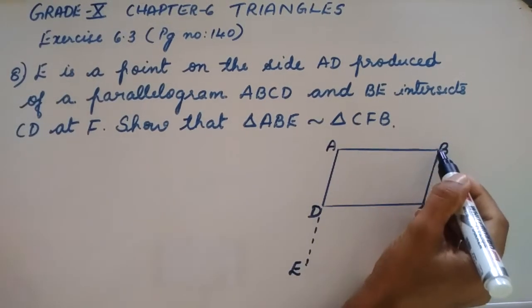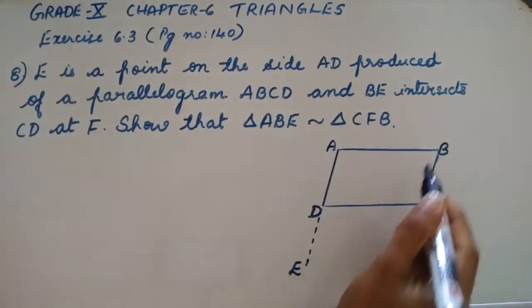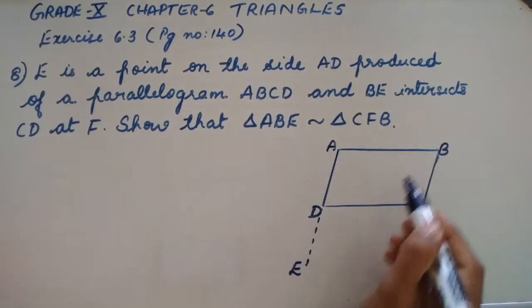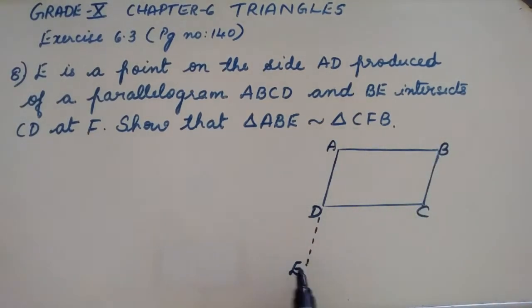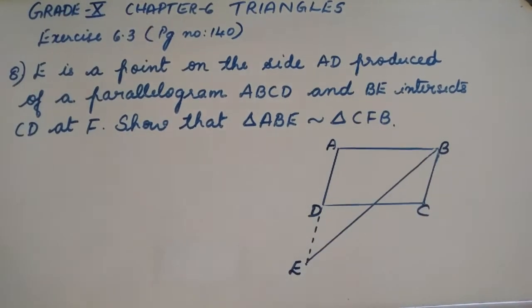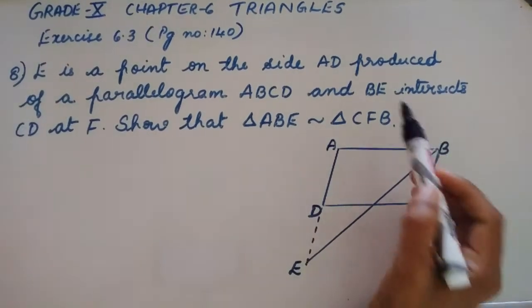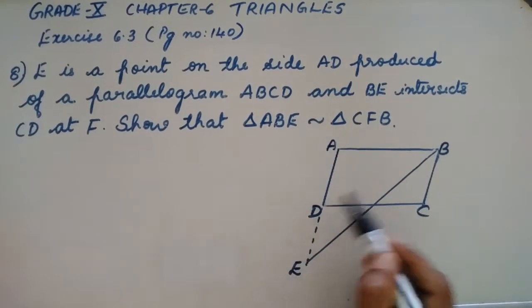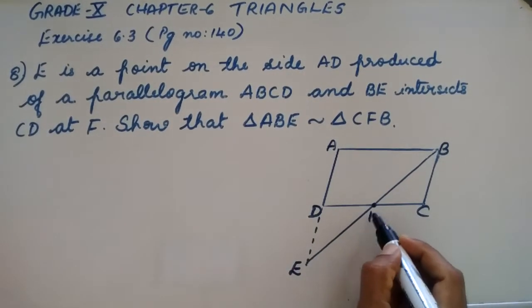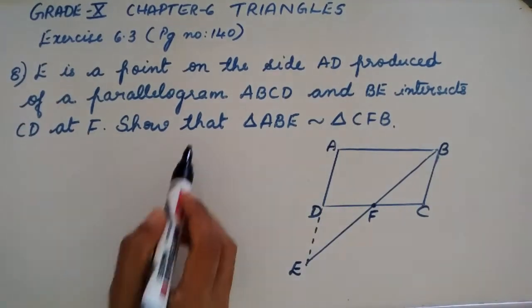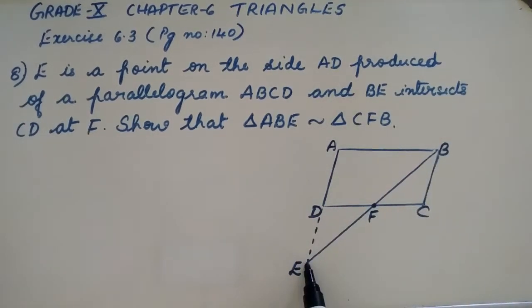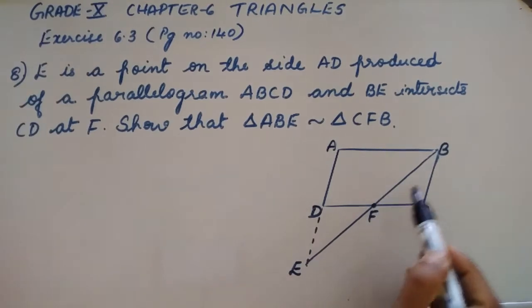And then the side BE intersects CD at F. So let me join now B and E. So I've joined BE. Now BE intersects CD at F. Show that triangle ABE is similar to triangle CFB.